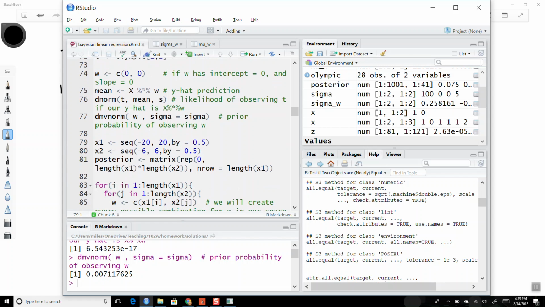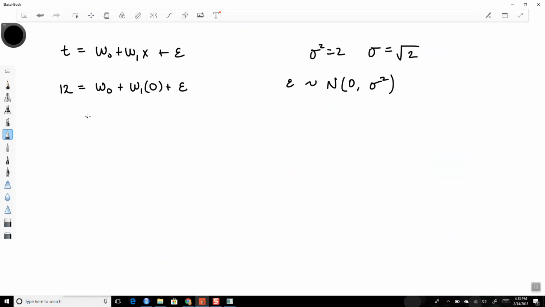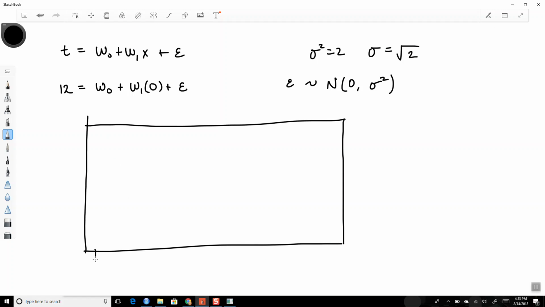Okay, so what I'm going to do here is create a posterior distribution. And again, we're just going to approximate it using a grid. Here I'll start going from, I forget, negative 20 to positive 20. And we just create a grid from -6 to 6. Okay, and we'll put this thing here. So at this coordinate, this represents W0 equal to -20 and W1 equal to positive 6.